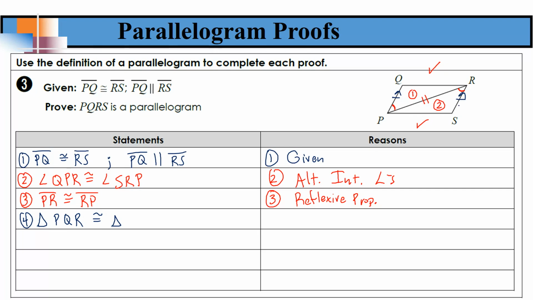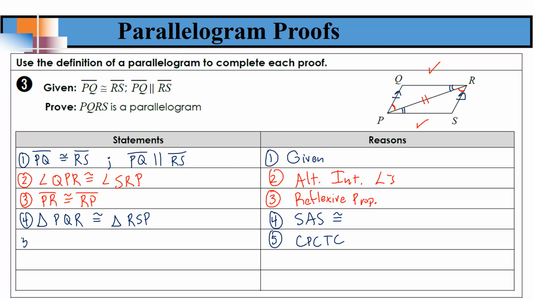Then we need to call this one triangle RSP, and that was because of side angle side congruency. Okay, now that we've established that these two triangles are congruent, that means that all corresponding parts of these congruent triangles are congruent. We can then say that this angle here and this angle here are congruent because of CPCTC, corresponding parts of congruent triangles are congruent.